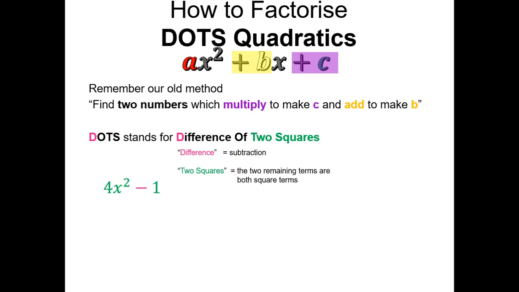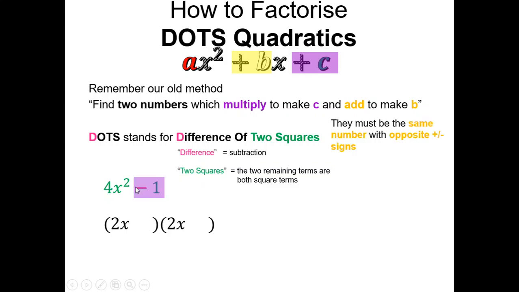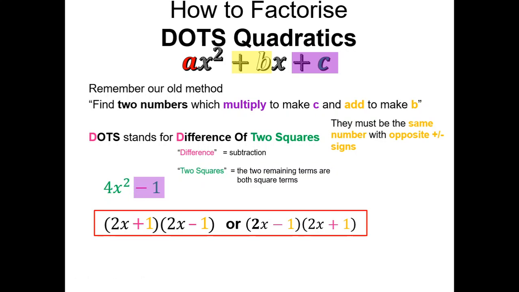The thing that multiplies by itself to make 4x squared: 2x times 2x makes 4x squared, right? 2 times 2 makes the 4, x times x makes the x squared. Now to get the last number in this bracket, the number that multiplies by itself to make 1, and the signs are opposite: positive 1 and negative 1, or negative 1 and positive 1. Order doesn't matter. Either one would be fine.